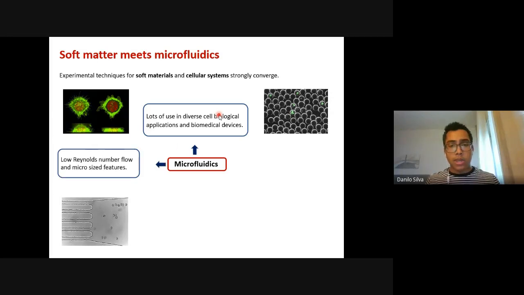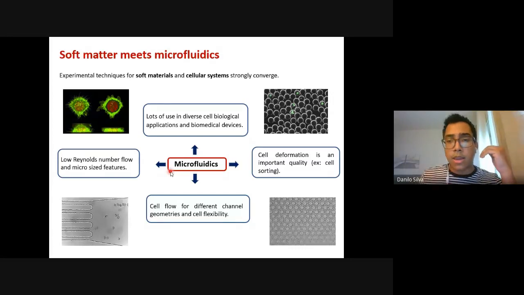When we're looking at scales such as microfluidics, we're usually dealing with low Reynolds number because of the micro-sized features. And again, I want to highlight the importance of cell deformation and flexibility. For example, bringing back the sorting of cells, where cell deformation plays an important role, and also for different types of geometries where we have different types of obstacles, deformation is very important so that the particles, for example cells, can flow more easily in the channel.